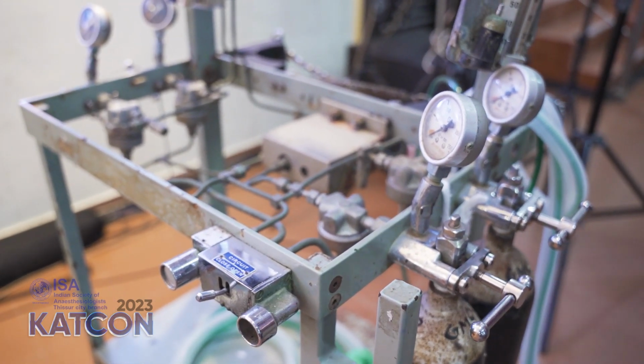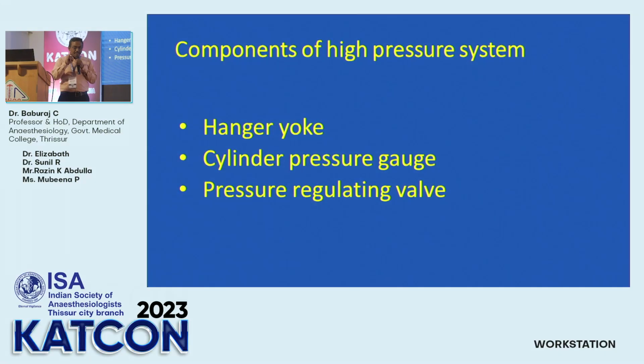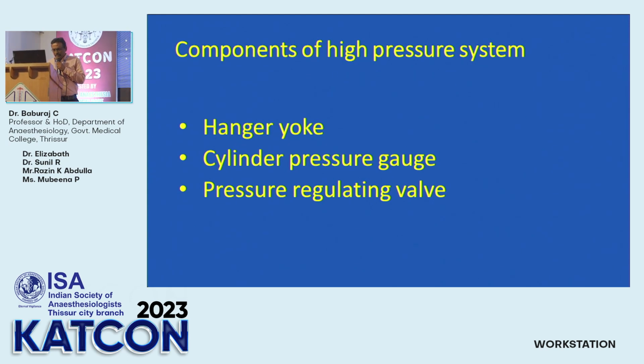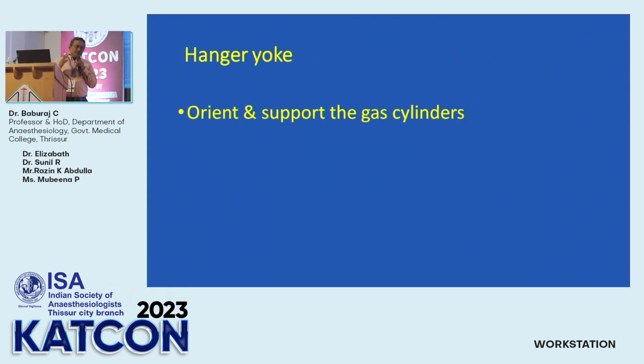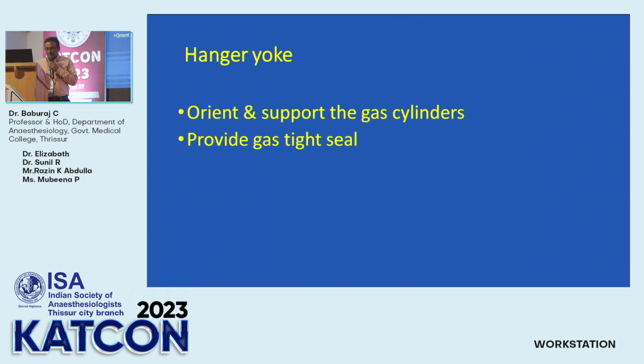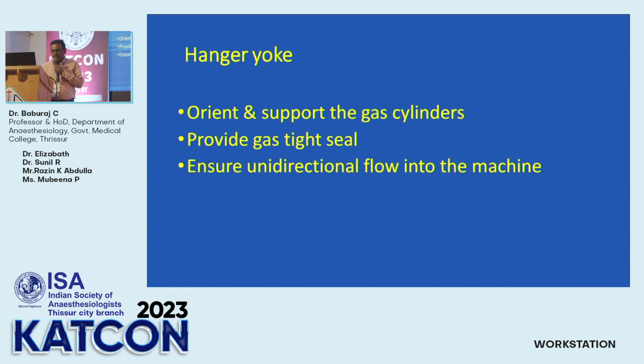Hanger yoke, he already mentioned that. Cylinder, pressure gauge, and pressure regulating valve. I will just go through these components. What's the function of the hanger yoke? It is to orient and support, because the cylinder has to hang on to something. It should provide a gas tight seal so that the pressure from the cylinder is not escaping out. And you have to ensure that flow is unidirectional. It goes into the machine only.